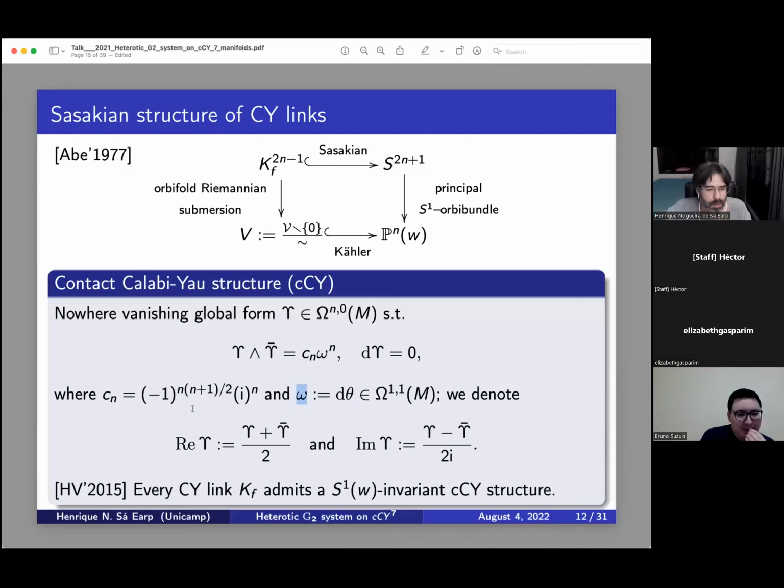And indeed, Habib and Vezzoni have shown that every such Calabi-Yau link admits an S1-invariant contact Calabi-Yau structure as such. And therefore, we can do Calabi-Yau geometry in 7 real dimensions.